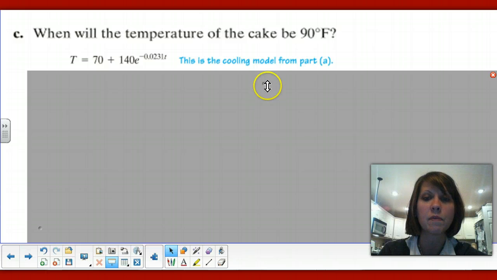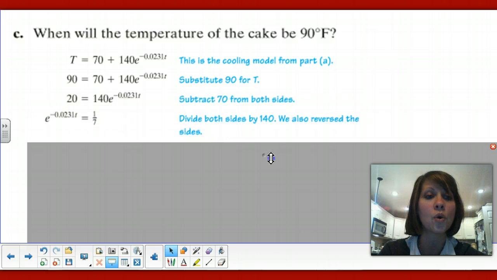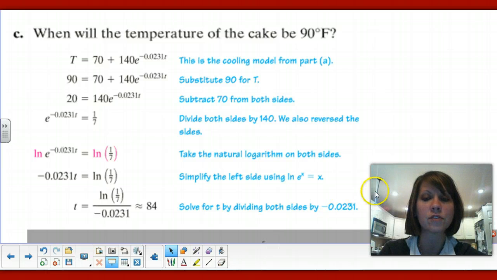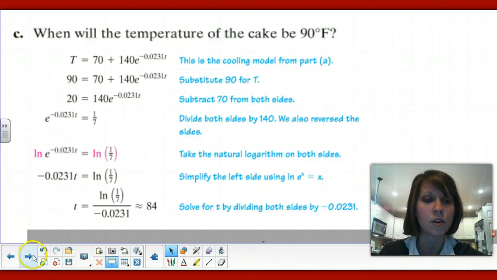When will the temperature of the cake be 90? Okay, so the final temperature is our 90. And again, solving for t. So after 84 minutes, the temperature will be 90 degrees.